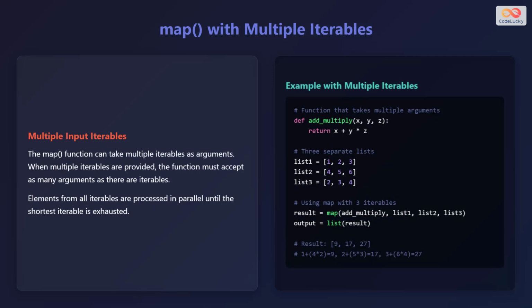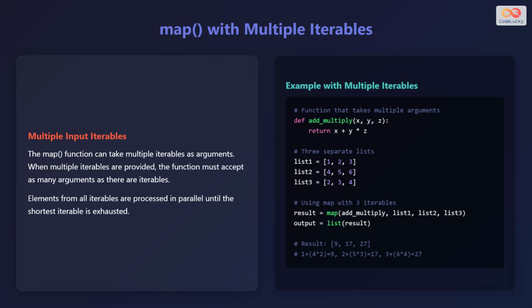One of the powerful features of the map function is its ability to work with multiple iterables. The map function can take multiple iterables as arguments. When you provide multiple iterables, the function you pass to map must accept as many arguments as there are iterables. Elements from all iterables are processed in parallel until the shortest iterable is exhausted. Here is an example with multiple iterables.